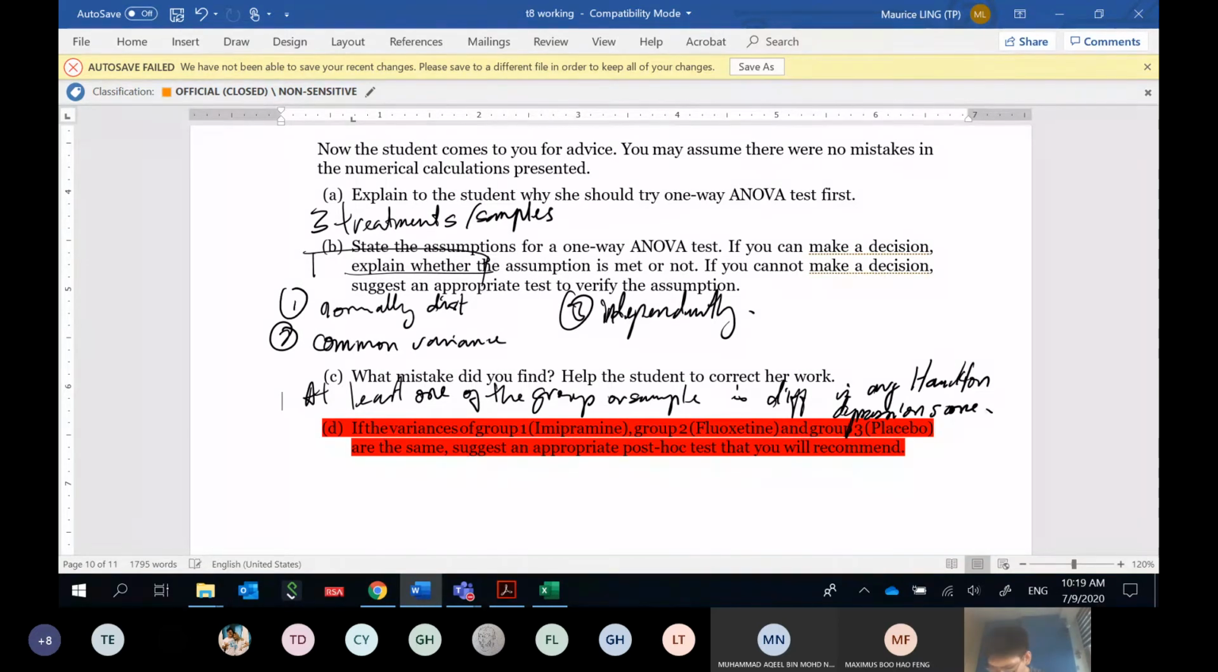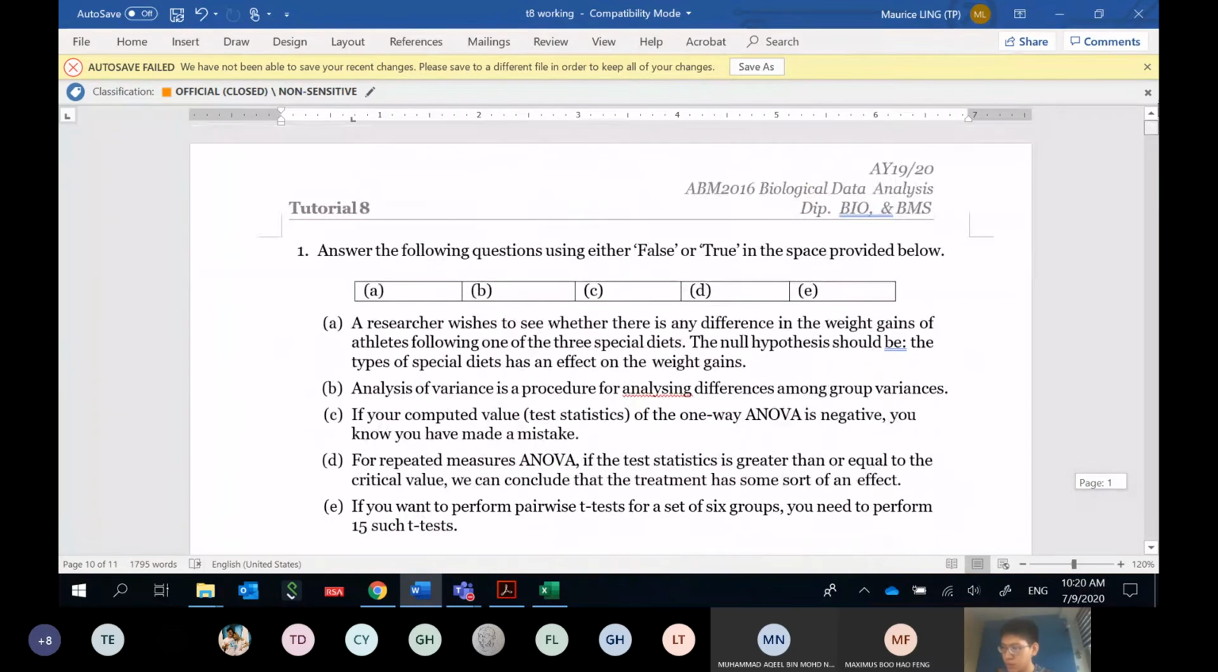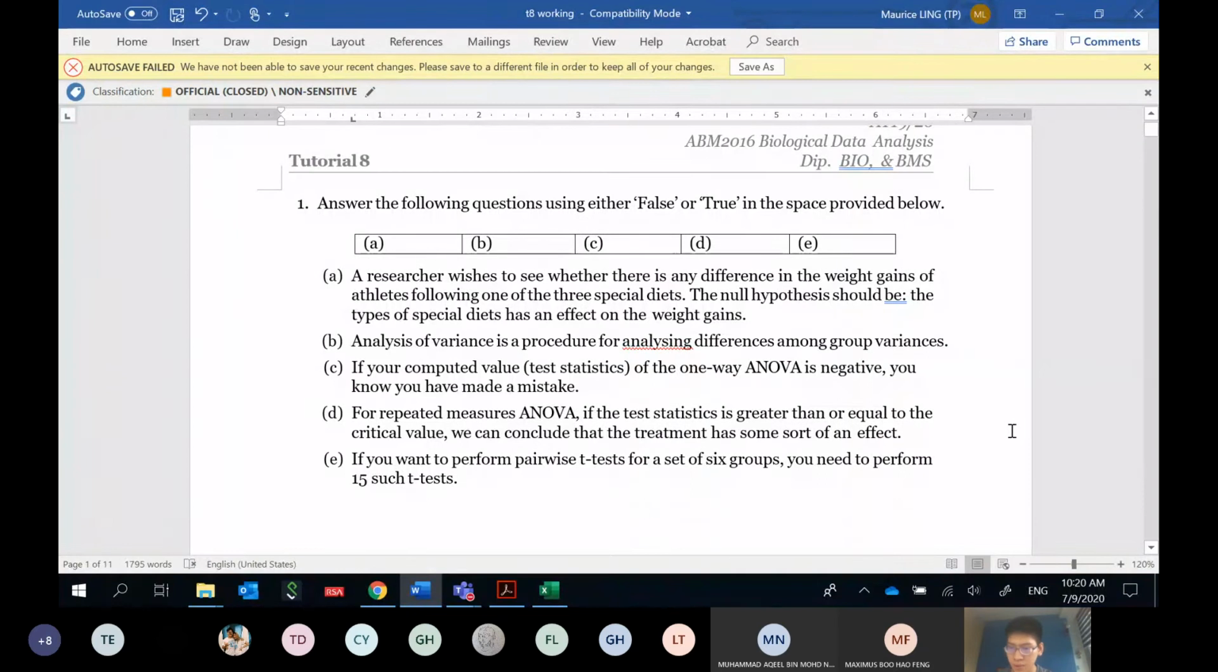Okay, good. So we have finished up everything and now we are only left with the true or false questions. Our favorite true or false questions. Heiko, first one. A researcher wants to see whether there's a difference in average weight gained for athletes on 3 special diets. The null hypothesis should be the 3 special diets have an effect on weight gain. So Heiko, what do you say? True or false? False, okay. Yeah, this is actually the alternative hypothesis.